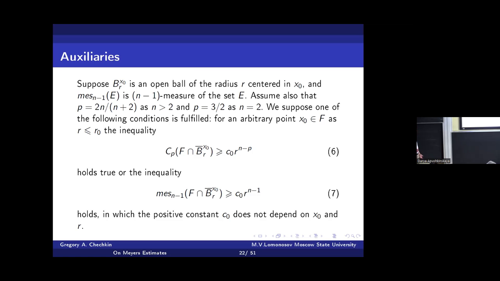Or we can consider a much simpler condition to verify, this one. And of course, from 7 we immediately have 6. So if you consider these kinds of things, it's much easier to verify. But in reality, of course, we have that one. Later on, I'll show you an example where the measure is zero, but the capacity is not zero. And this Meyers estimate is also valid for this F.